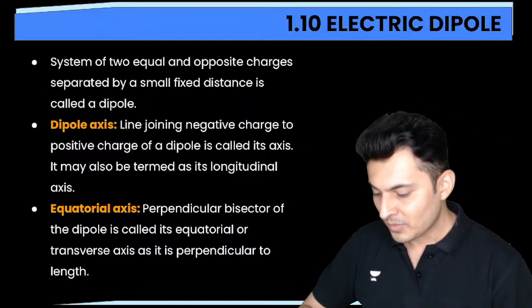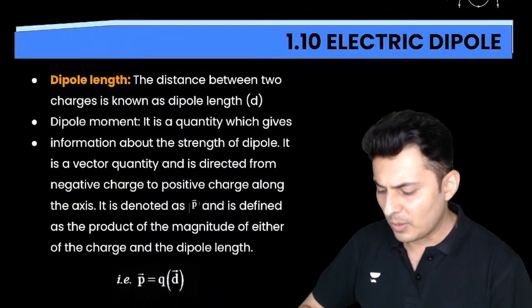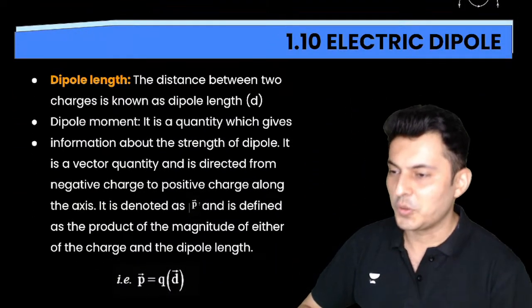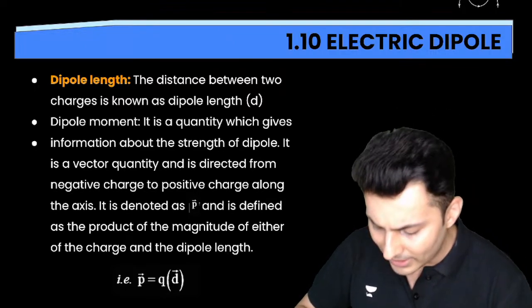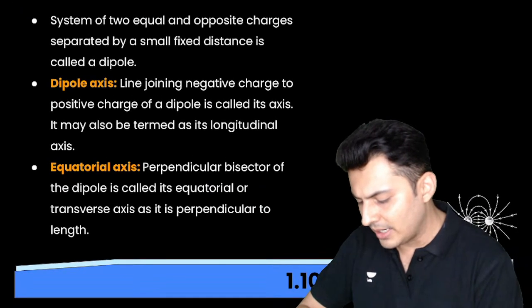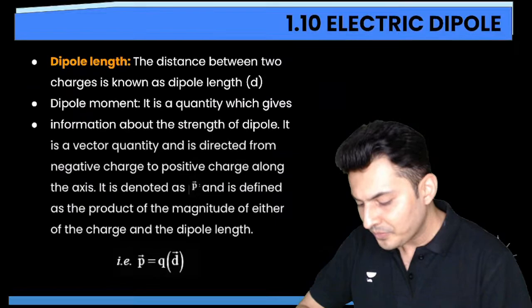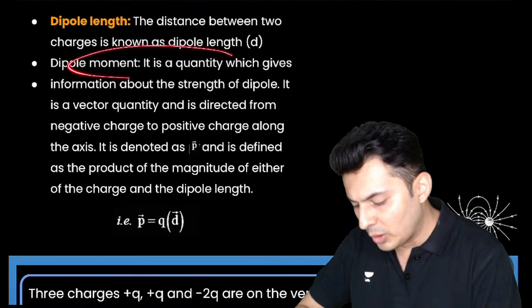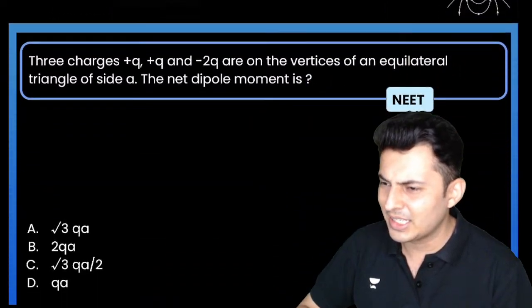Very good, guys. I have put up all the notes from NCERT as well, apart from my handwritten notes. You can go through this after the class as well. All the things I have explained, dipole axis, equatorial axis, dipole's length, dipole moment being a vector quantity, the definition of dipole, everything has been mentioned.